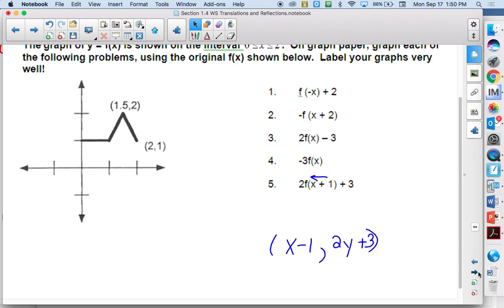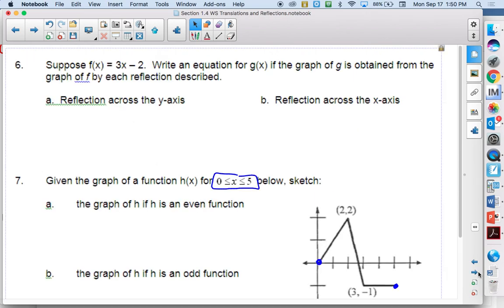The second set of problems deals with reflections. If you reflect across the y-axis, think about your x and your y. Again, think of it as a point. What changes with x, what changes with y? Part B says reflected across the x-axis. So again, what changes? If you can think about how it should change, then you should be able to think of what the equation or what the graph should look like.